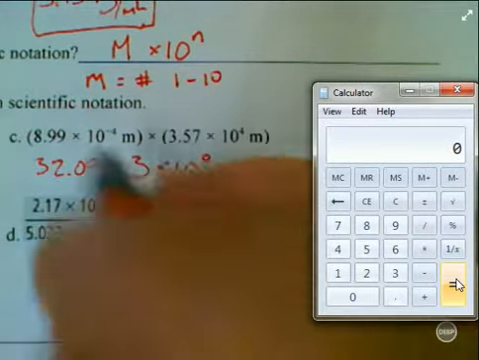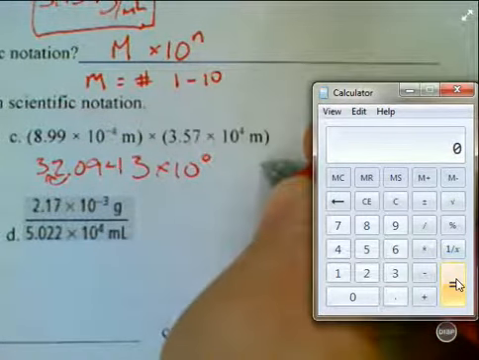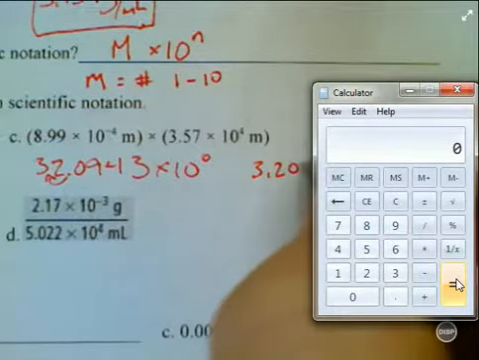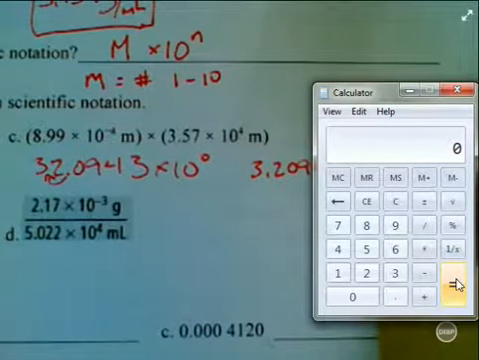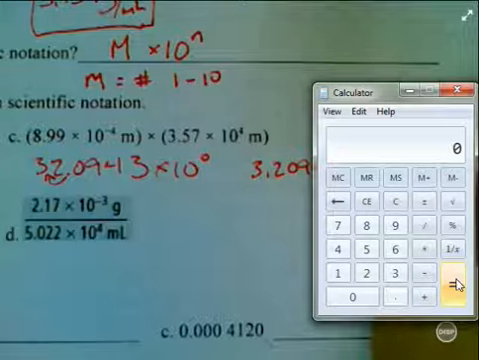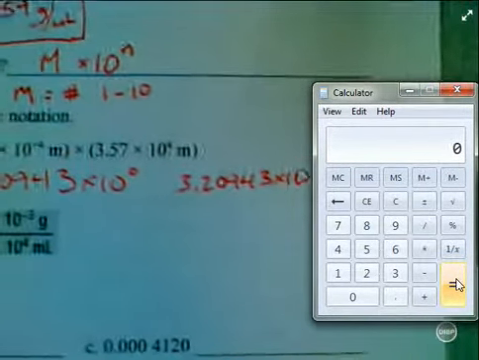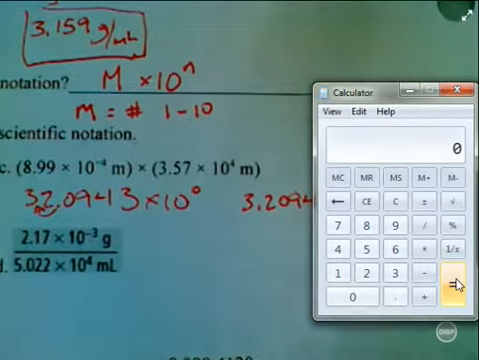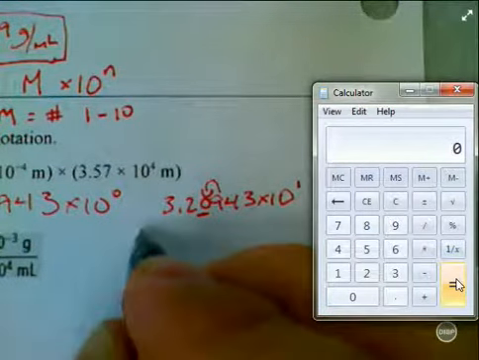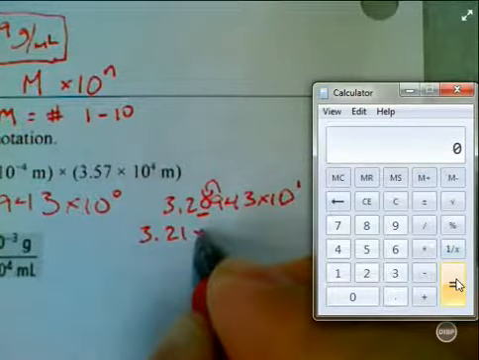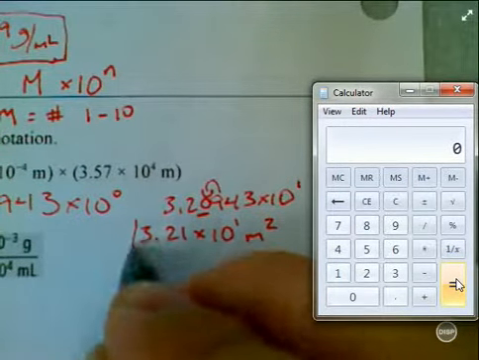But this is not in proper scientific notation. This is too large, I need to move this one to the left. So this will become 3.20943 times 10 to the, which way did I move it? To the 1 power. Again, still haven't considered significant figures. 3 significant figures, I need to report this to right there. The 9 tells me to round up. So the answer that I actually report as my final answer, after all that stuff, is, you see, it's meters times meters, so meters squared.